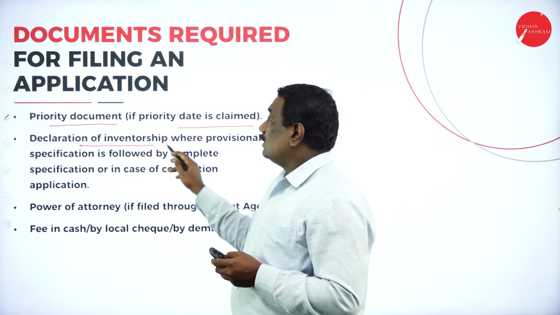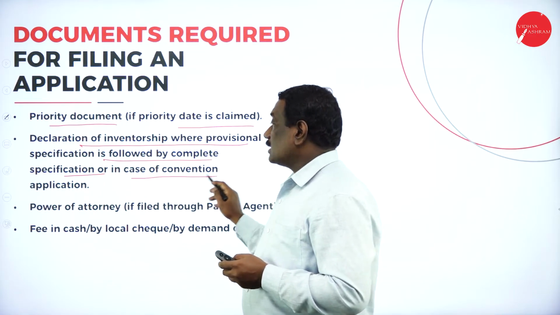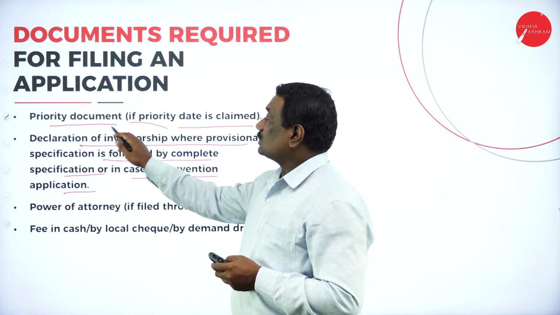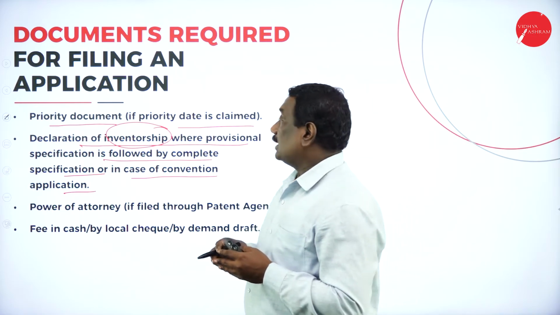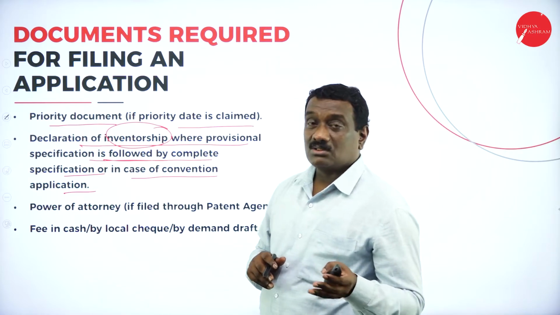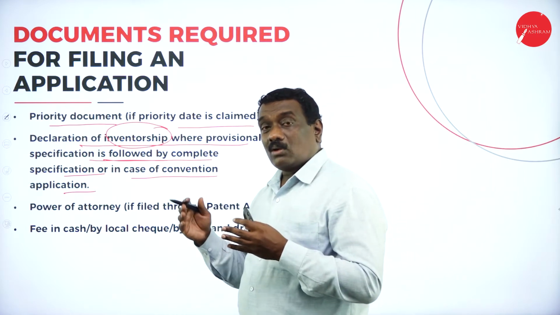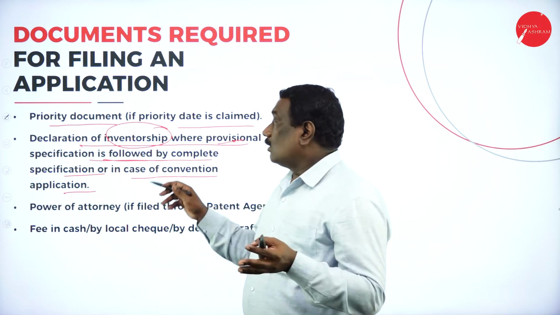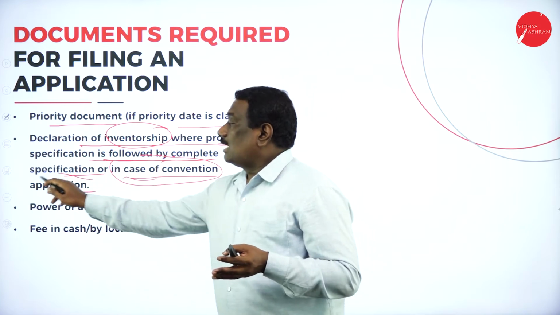Then declaration of inventorship, where provisional specification is followed by complete specification, or in case of convention application. So you need to declare that you are the inventor of that particular product or item. Where a provisional specification has already been given, along with that you need to give the complete specification, or in case of convention application.